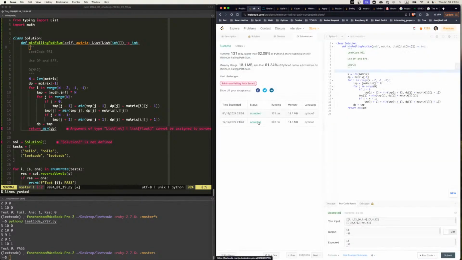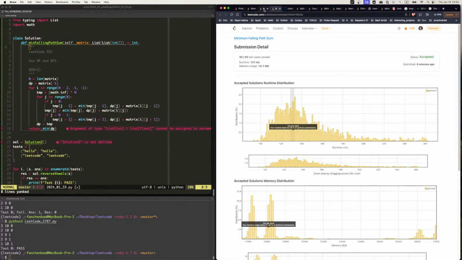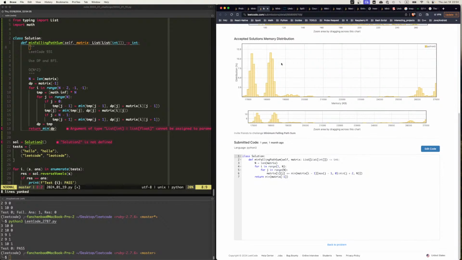Wait a second, how is it so much faster than the last time? Was it 49 test cases? 50 test cases. Because I did plus equal to minimum. Oh, yeah, that is true.